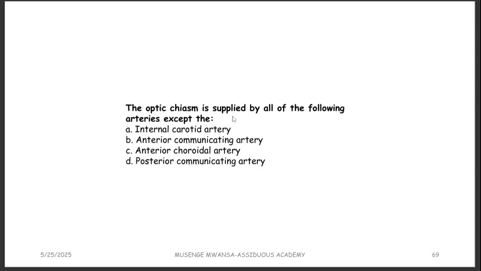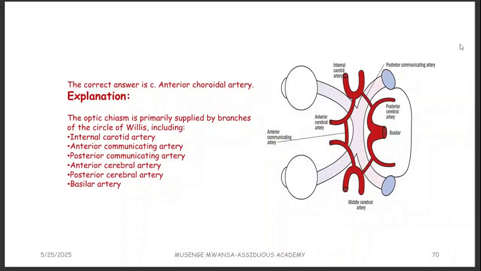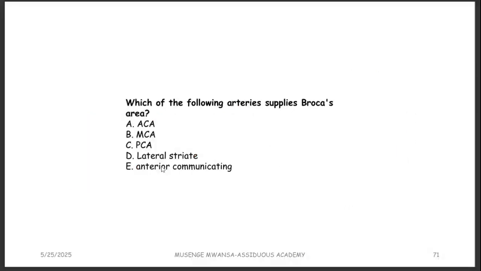The optic chiasm is supplied by the following arteries except: internal carotid, anterior communicating, anterior choroidal, posterior communicating. What do you think? So the exception is the anterior choroidal. The optic chiasm is supplied by other branches like the internal carotid itself, the anterior communicating, posterior communicating, anterior cerebral, posterior cerebral, even the basilar, but not the anterior choroidal.